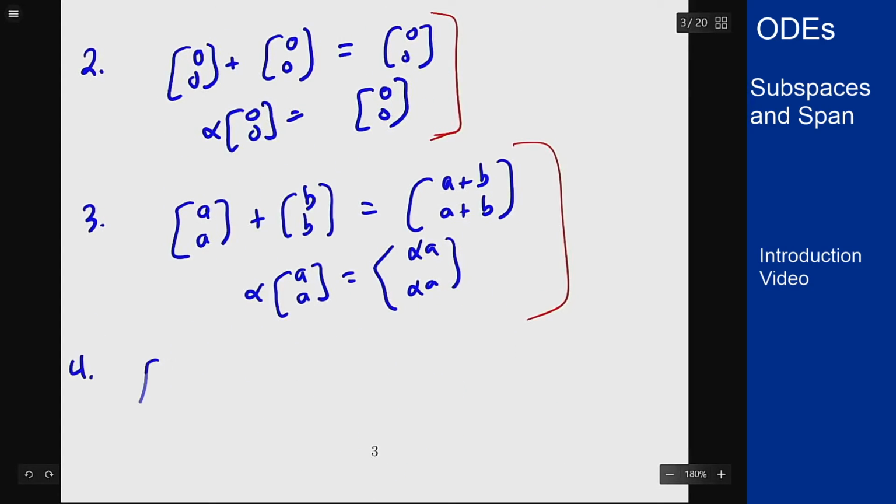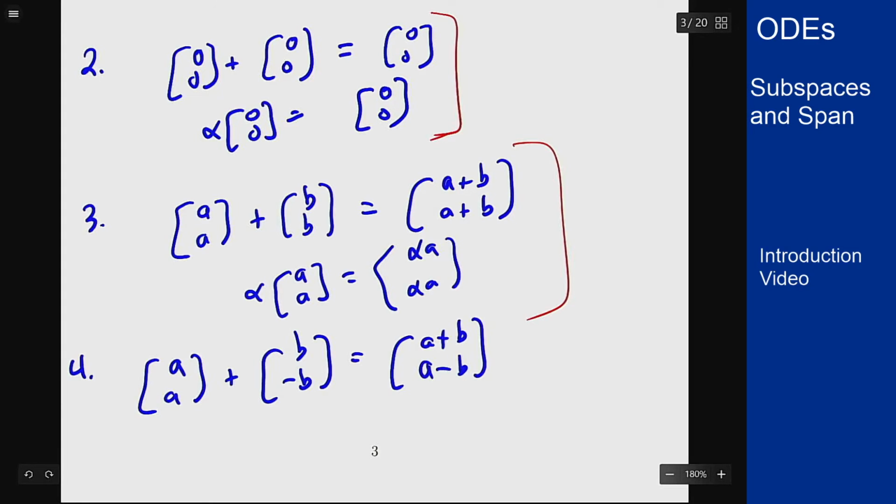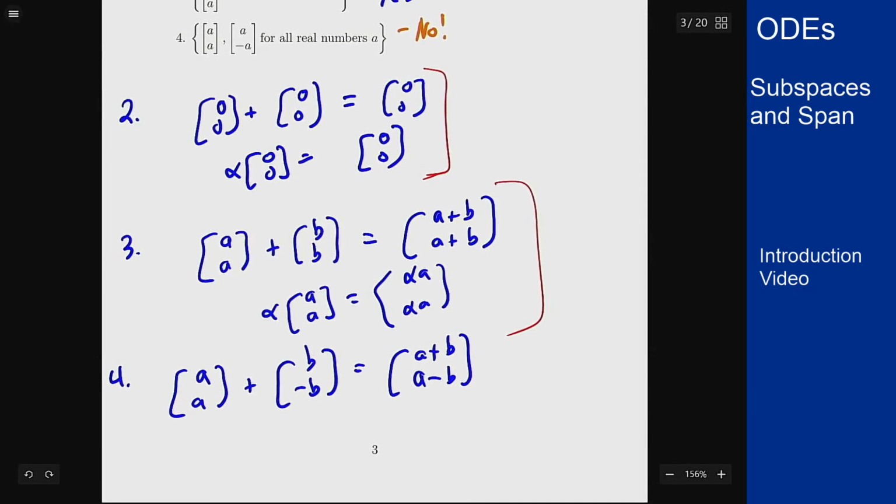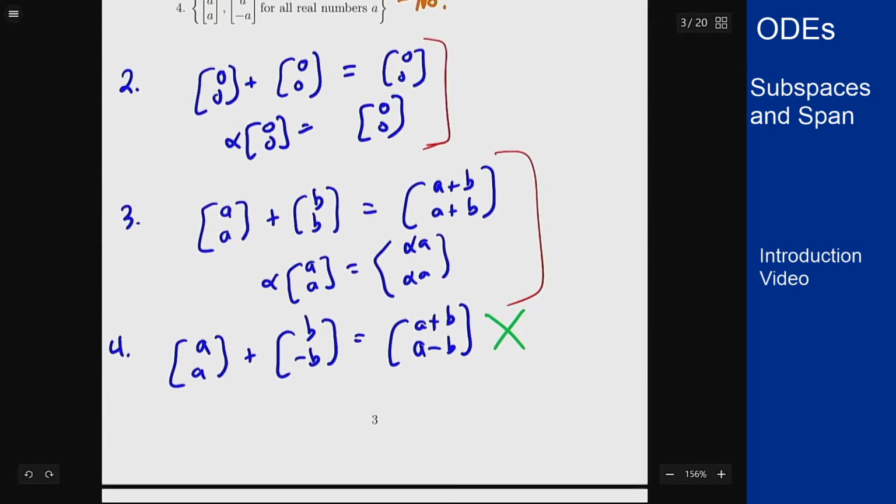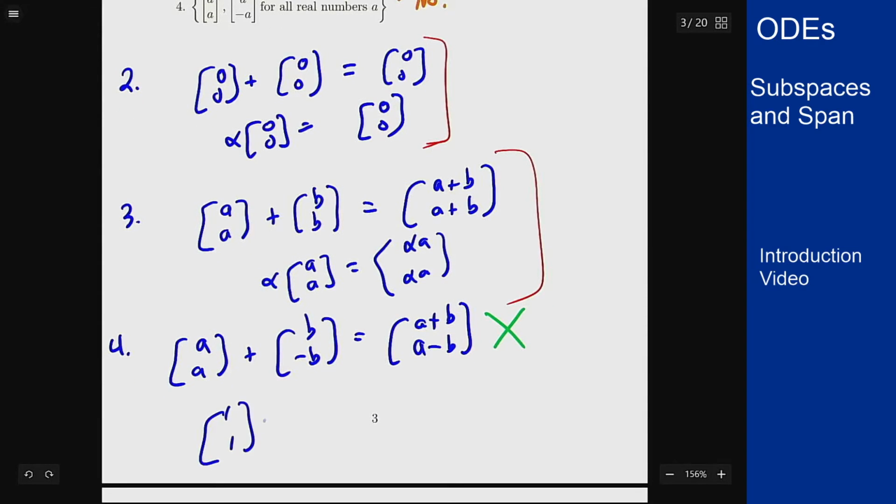If I add these vectors, (a, a) and (b, -b), so I've taken one from the first category, one from the second, I get (a+b, a-b), which is not of the proper form, provided a or b is not 0. As a concrete example, if I add (1, 1) to the vector (1, -1), I get (2, 0), which is not of the form (a, a) or (a, -a) for any number a. So this is not a subspace.